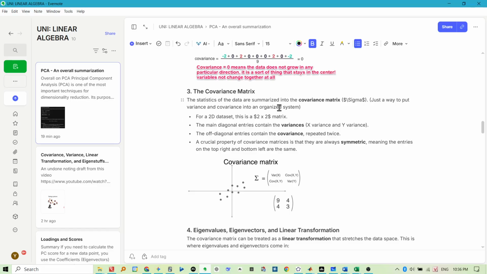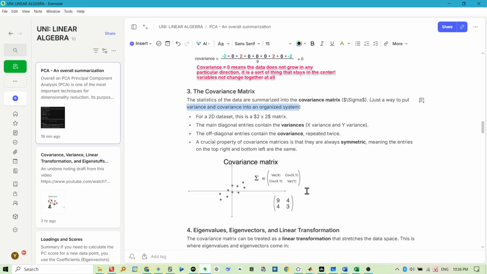But covariance and variance alone, you cannot use them in assessing a piece of data without organizing them into a matrix, and that is what we call a covariance matrix. The statistics of the data are summarized into the covariance matrix, and that's what I have been explaining for a 2D dataset. This is a 2 by 2 matrix.